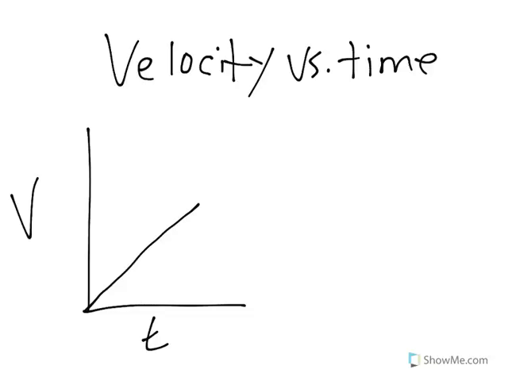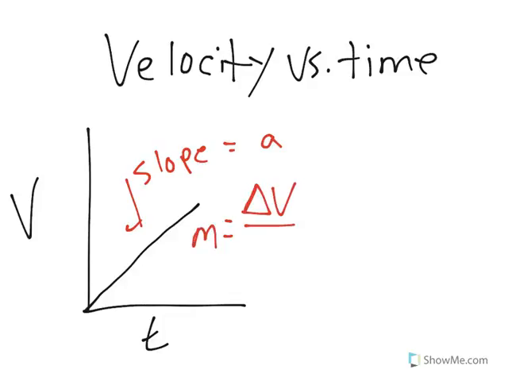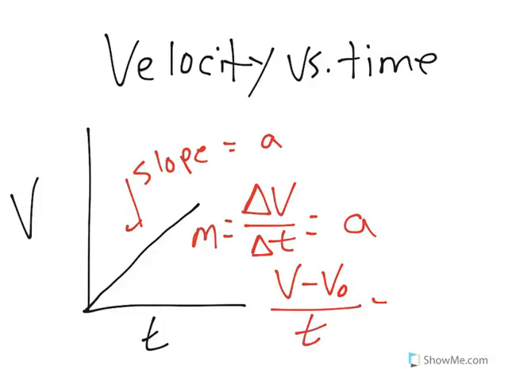Okay? Some things you need to remember is that the slope of this line is the acceleration. Because you should notice that the slope would be the change in velocity over the change in time. And you should be able to see that that's the formula for acceleration. V final minus V initial, that's delta V, over the time. So let's make sure we remember that.